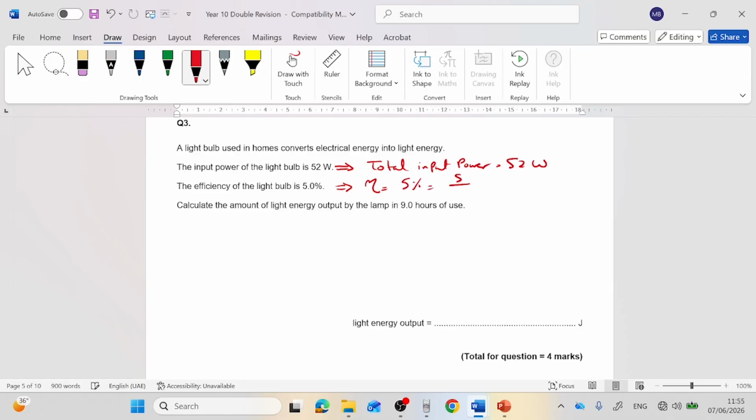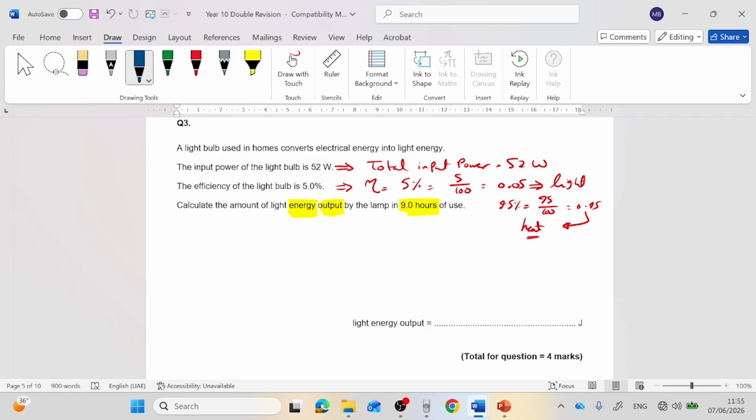5% is equal to 5 over 100. In decimal form, it's just 0.05. So if only 5% is converted into light, the remaining part, which is 95%, 95 over 100, which is 0.95, will be converted to another form of energy, and it will be heat. So the question is asking you to calculate the amount of light energy. It is not power, it is energy output by the lamp in 9 hours.